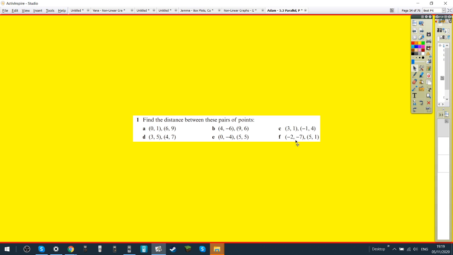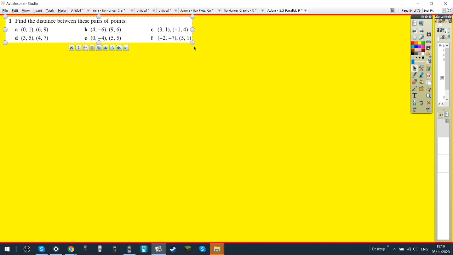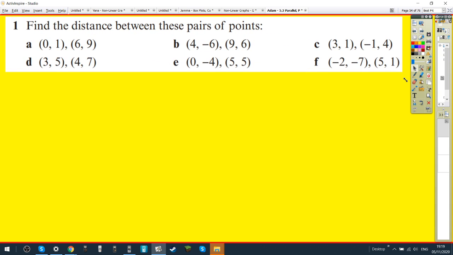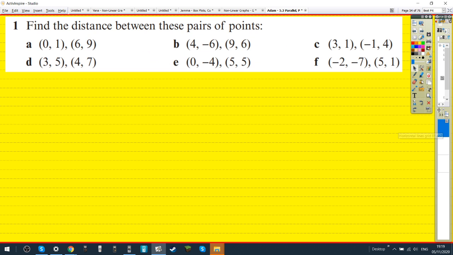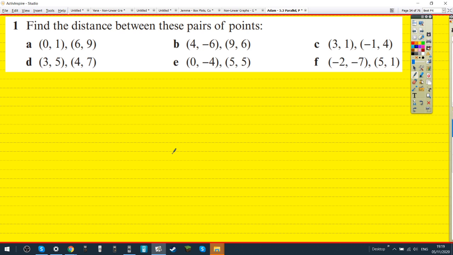We better do it. Let's just try F, very last one. So when it comes to taking away the numbers, does it always take away? Like always? Yep. So it'd be 5 minus minus 2? Yep.